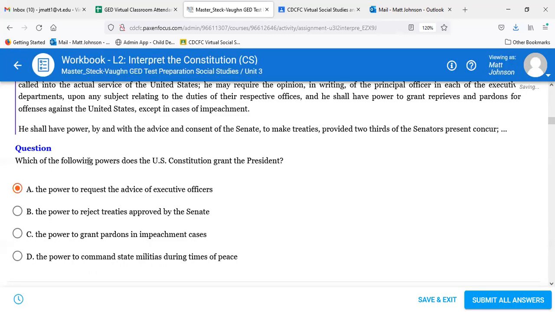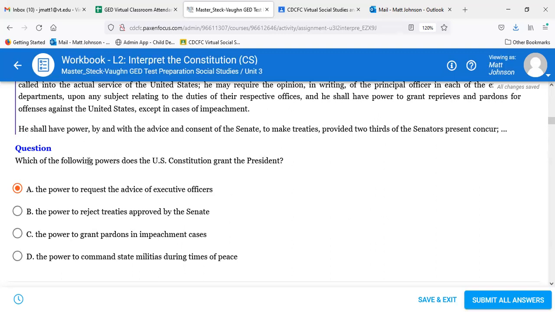So, he has a whole cabinet, and what good would the cabinet be if he can't solicit advice from them, right? Obviously he can't grant pardons in an impeachment case, because those are people being impeached by the government, so you can't pardon somebody. When we think of impeachment, we think of the president, the one that's most crucial, but you can impeach other members of the government. If they were found doing something, in whatever type of bad act, you can impeach them.